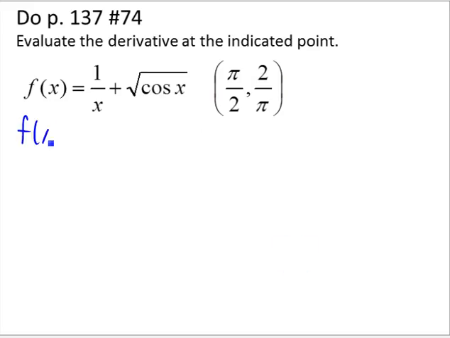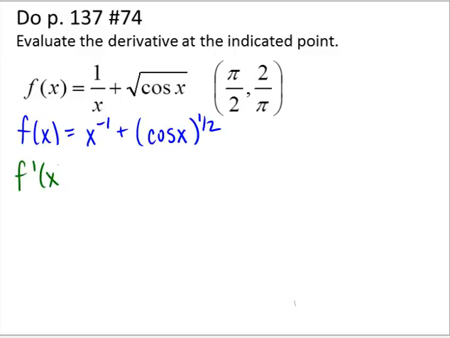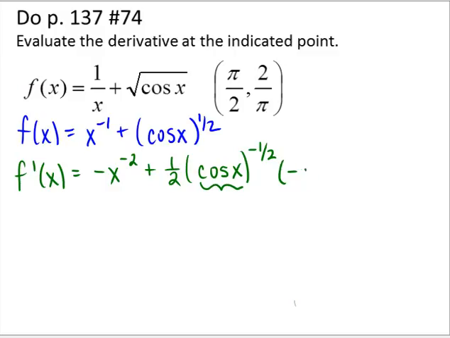First thing I need to do is rewrite this as x to the negative first plus cosine x to the 1/2 power. I'm now ready to take the derivative, and when I take the derivative, I end up getting negative x, lower that by 1, so it's negative x to the negative second, plus, bring your 1/2 out front, rewrite what's on the inside of the parentheses, and lower it by 1. Since this isn't just an x on the inside, you have to take the derivative of what's on the inside, which is negative sine x.